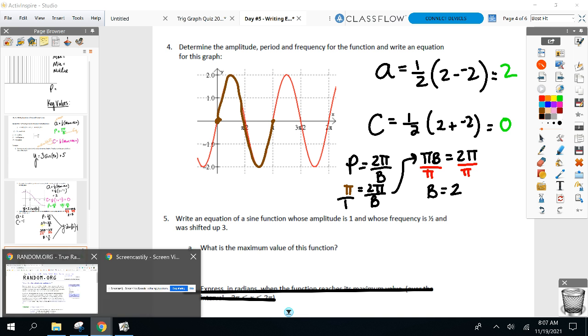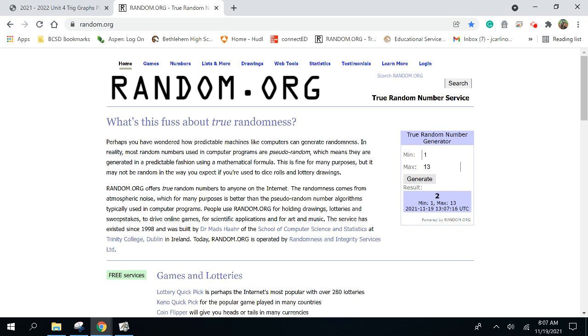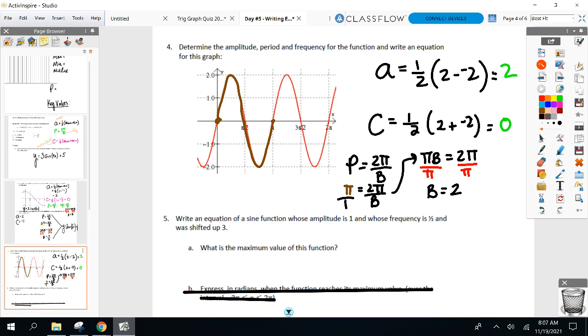Go ahead, write the equation for me. 2 sine 2x. Make sure we got y equals here to make it an equation. y equals 2 sine, in parentheses, 2x. No shift.